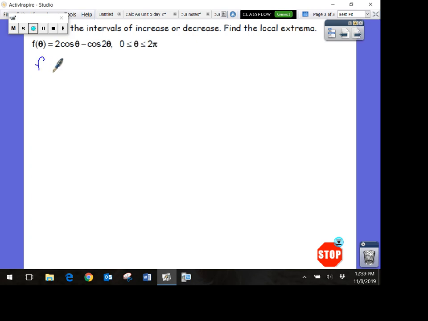So f prime of theta equals the derivative of cosine, the C word, is negative. So negative 2 sine theta. Derivative of cosine is negative, so minus a negative is plus sine 2 theta times the derivative of the inside, chain rule, times 2.